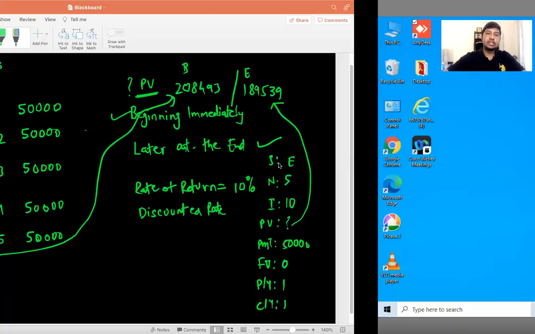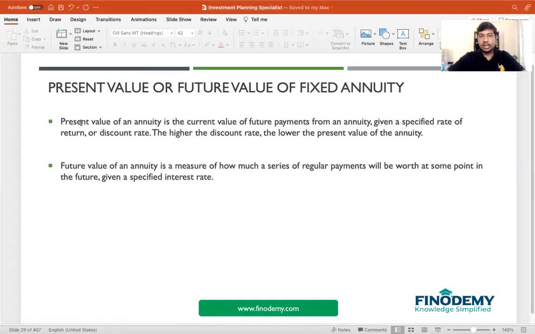Now, if you read this, it makes sense. So let us read this statement again. Present value of an annuity is the current value of future payments from an annuity given a specified rate of return or discount rate. So I told you that rate of return is also sometimes called a discount rate. The higher the discount rate, the lower the present value of the annuity. Okay. So I hope you have understood this.